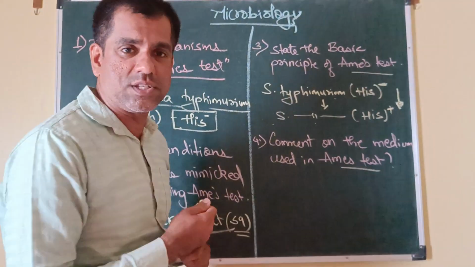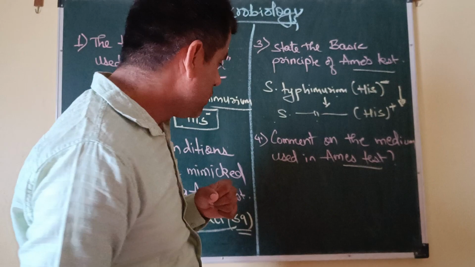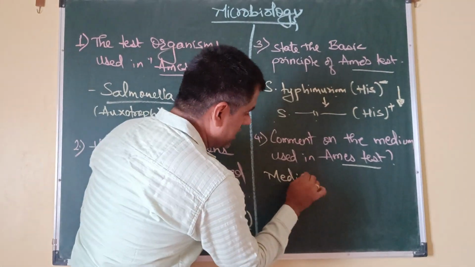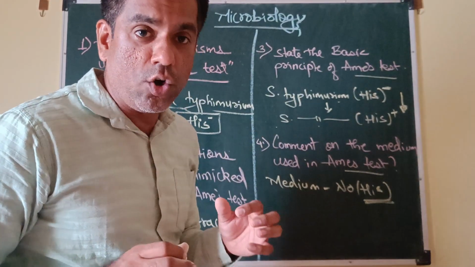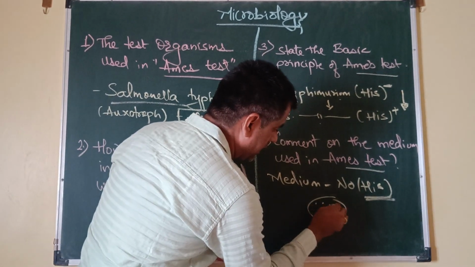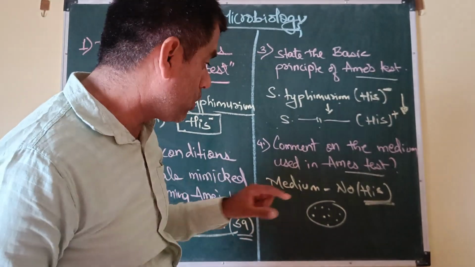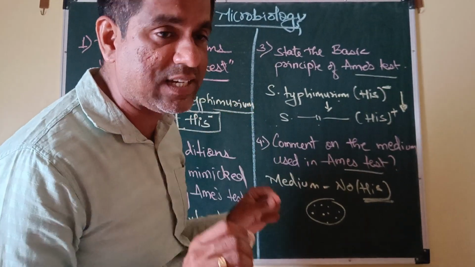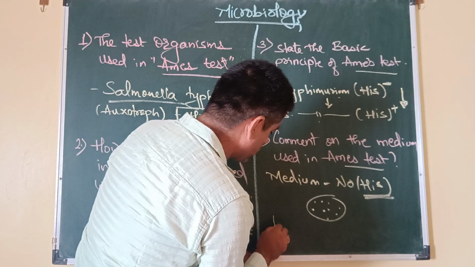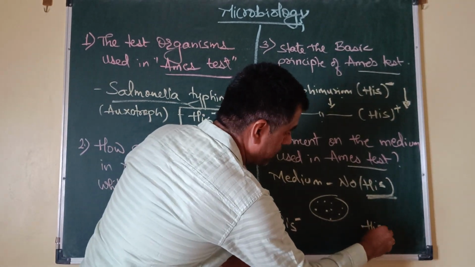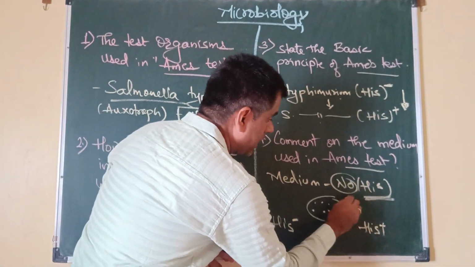Comment on the medium used in the Ames test. Obviously we are trying to search for an organism which is histidine positive, so we prepare a medium which does not have histidine. If I get colonies on this plate, then they are prototrophic, no longer auxotrophic for histidine, because they are growing. It means they are synthesizing histidine, so a mutation has taken place in the gene for histidine synthesis, from histidine minus to histidine plus.